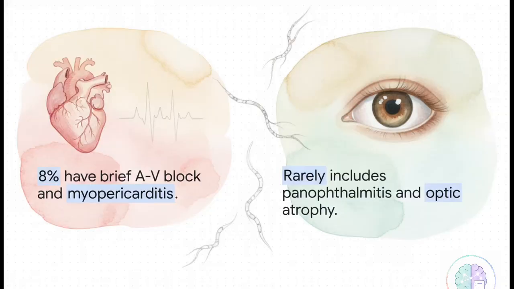In Stage 2, we start seeing signs of much more serious organ involvement. Let's contrast 2 key areas here. Cardiac manifestations happen in about 8% of patients. These primarily present as conduction defects, usually an AV block that's generally brief and mild, as well as myopericarditis. On the flip side, ocular findings are extremely rare, but when they do occur, they are severe. We're talking conditions like panophthalmitis, which is the severe inflammation of the entire eye, or ischemic optic atrophy, where poor blood flow literally damages the optic nerve, along with interstitial keratitis.